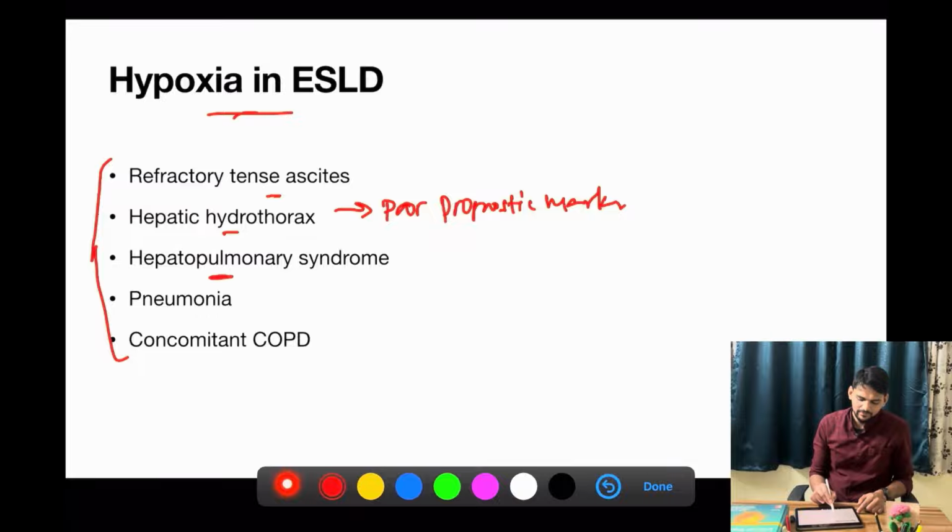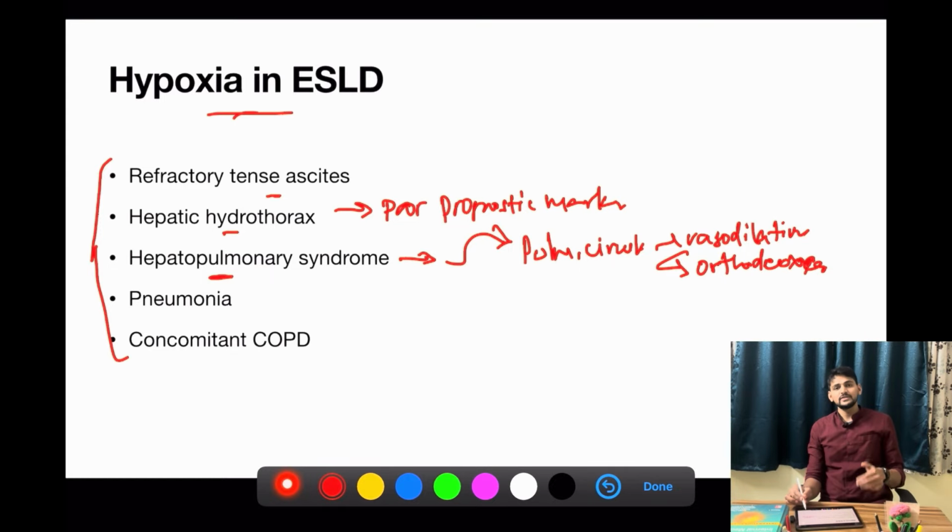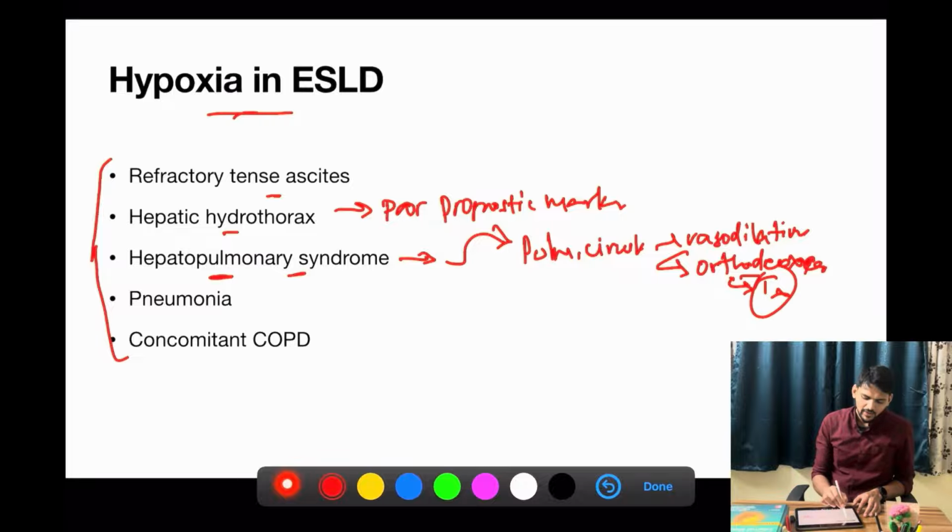Or there might be chances of hepatopulmonary syndrome. As you know, liver will be detoxifying some of the toxins. If liver is injured, these toxins will reach pulmonary circulation and it will cause abnormal vasodilation there. This is a possible mechanism, and the commonest feature is orthodeoxia. That is, patient will desaturate if they sit upright, and they will maintain saturation when they are in supine position. This is one of the hallmarks of hepatopulmonary syndrome. Treatment for this is transplant only.